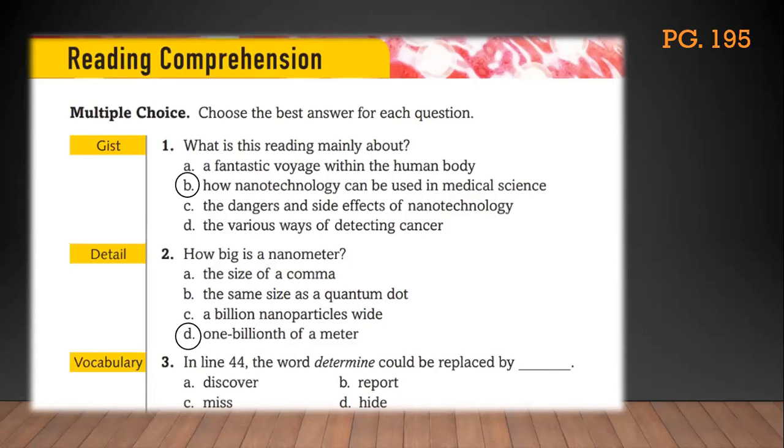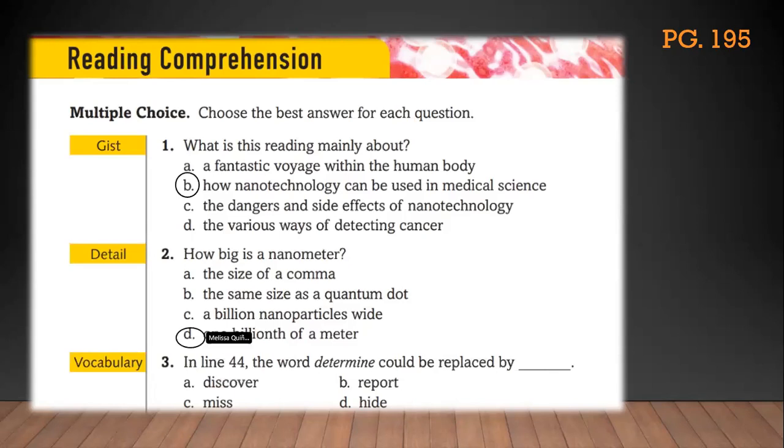Number 3. In line 44, the word determine could be replaced by A, discover, B, report, C, miss, or D, hide. Okay, so in this case, according to the context, the word determined is that one. Letter A. Thank you, Abby. Thank you, Melly. It's letter A.